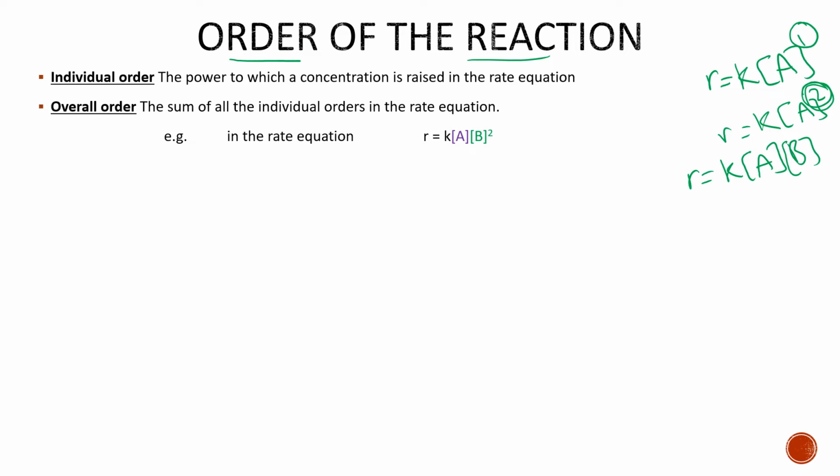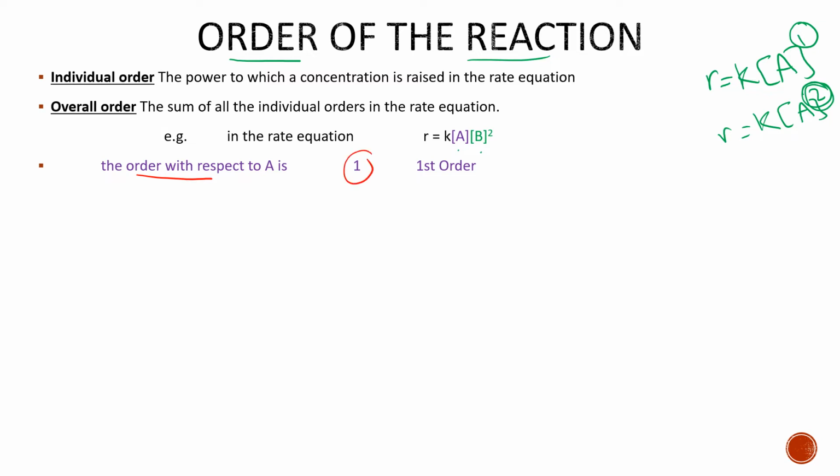Okay, let's see the example that is given here. We have here the concentration of A and the concentration of B. It's clear from the rate equation that the order with respect to A is 1 because it's raised to the power 1. We call it first order. The order with respect to B is 2. Why? Because we have here power 2.